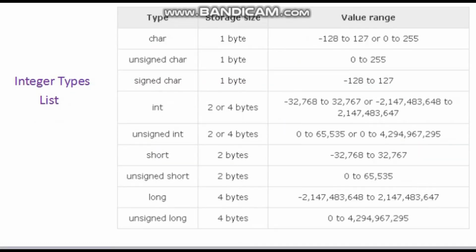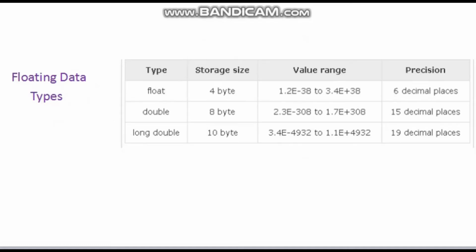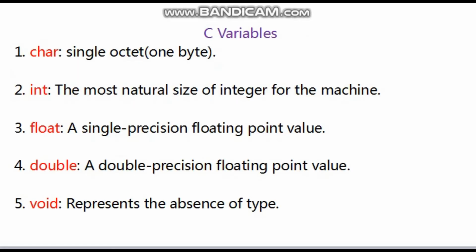Integer data types list. Please pause the video and have a proper look if you are not familiar with it. Floating data types list. C variables are listed below. 1. char: single octet, 1 byte. 2. int: the most natural size of integer for the machine. 3. float: a single precision floating point value. 4. double: a double precision floating point value. 5. void: represents the absence of type or null type.